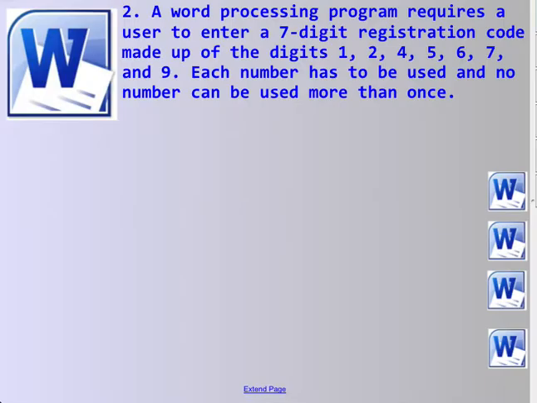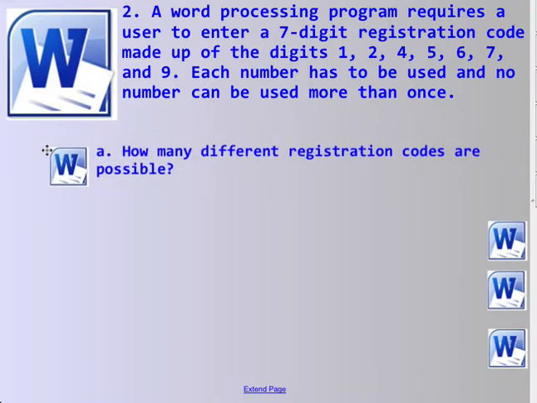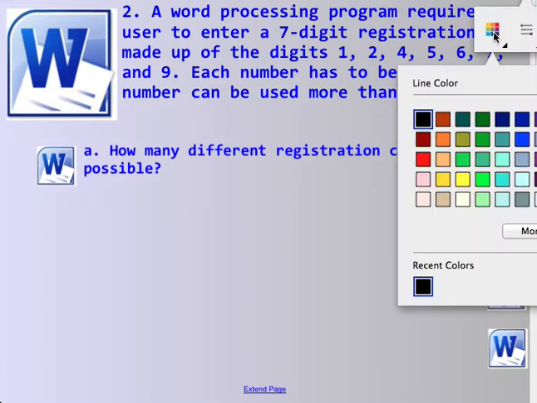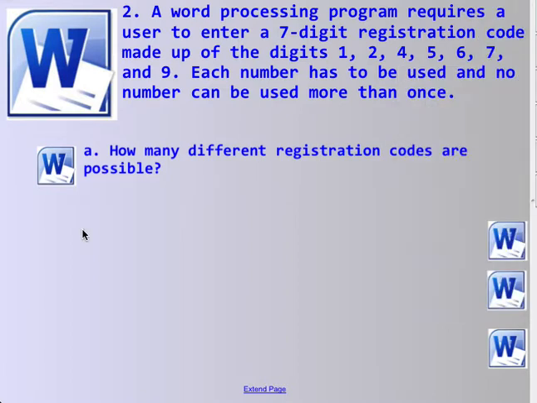All right, let's take a look at this word processing problem. It requires a 7-digit registration code, and the digits are 1, 2, 4, 5, 6, 7, and 9. So let's note that there are 7 numbers for that 7-digit registration code, which means we need to use all of them. When we use all of them, we have 7 total and we're picking 7. So we're going to have 7P7.